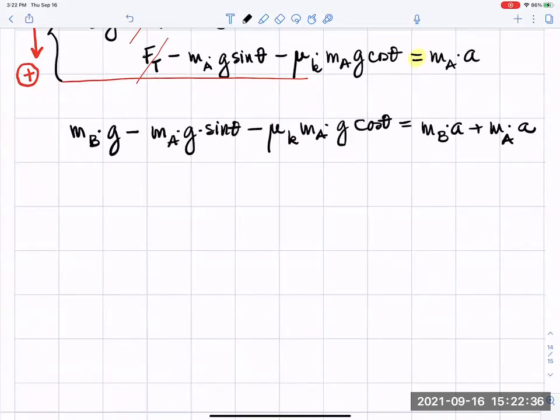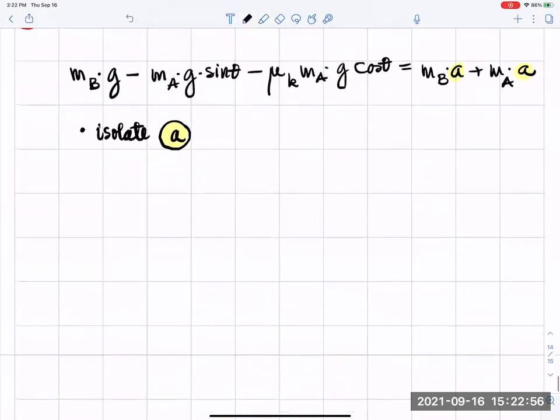What is your purpose here? Your purpose here is to isolate a. That's your job here, to find how much a is. So look at all the terms that contain a. They are only on the right side of the equation, so you can factor that out. And then you divide by M A plus M B. So let's go ahead and do that.